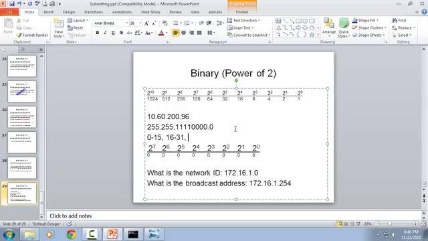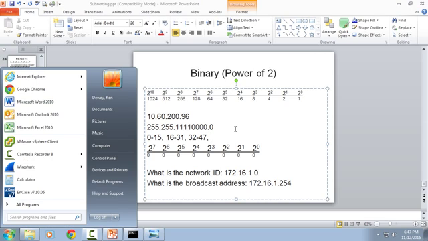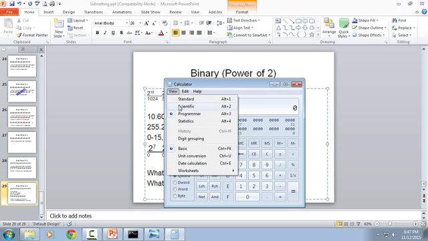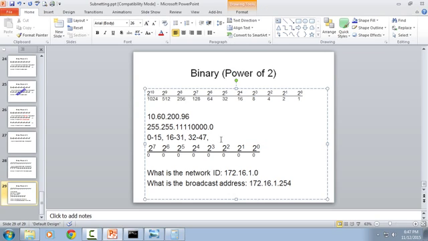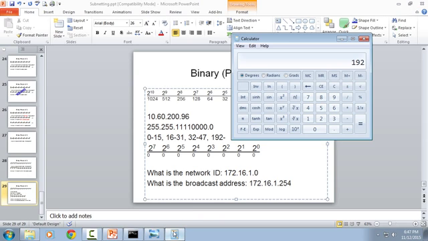Here's an easy way to figure it out. I'm going to show you. I know the range is 16. So if I did 200 divided by 16, it's 12. Okay? So if I did 16 times 12, it's 192. So that means 192 to what? 192 plus 16 is what? Plus 16 is 208. The network ID is 192. So the network ID is 10.60.192.0. The broadcast is 10.60.208.254. Y'all see that? Let me do a little bit easier one here.